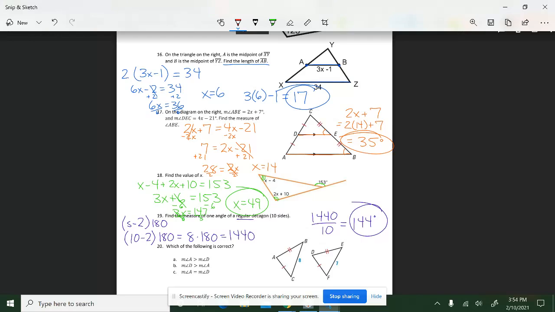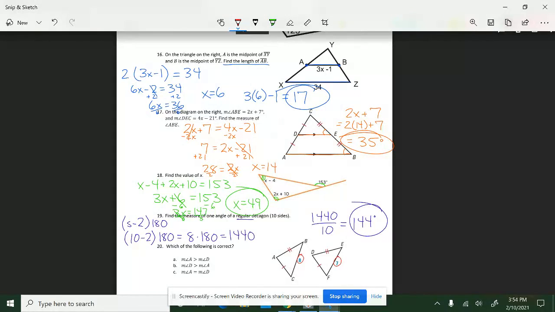So we did a couple like this in class. We have two triangles, and they have two pairs of congruent sides. The triangles, though, are not congruent because the third side is different. Triangle ABC has a third side of 8. DEF has a third side of 7.